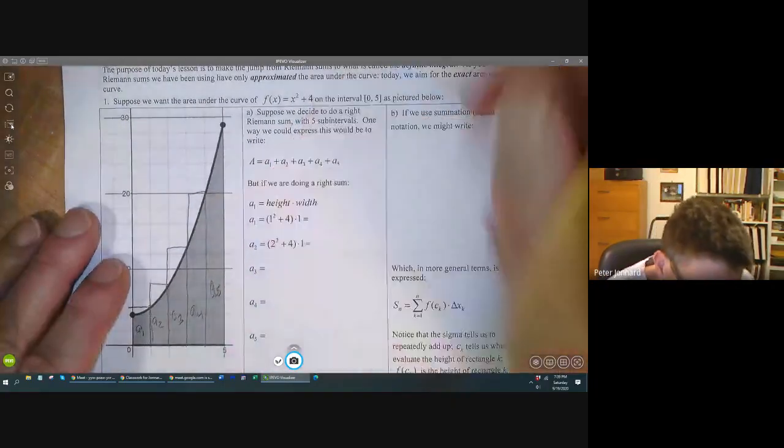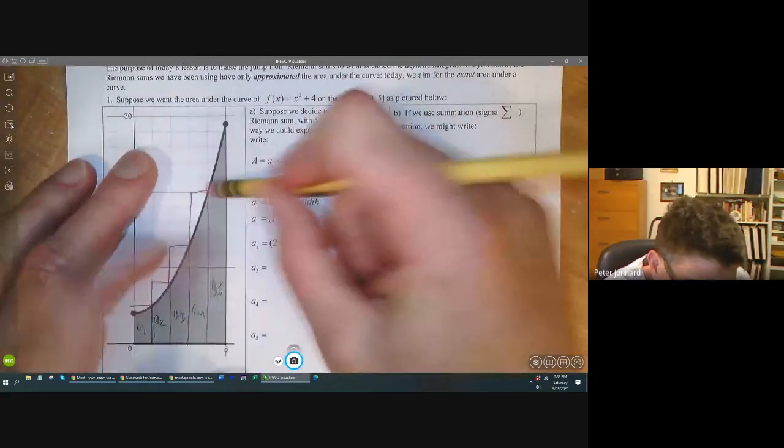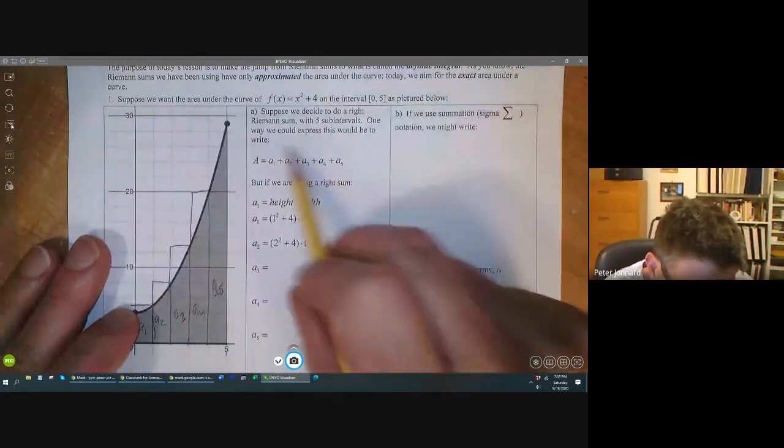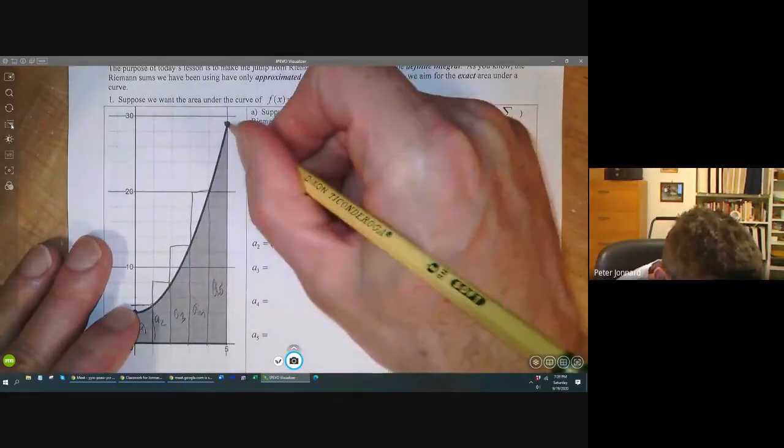Oops, I didn't do that right. Oh, I'm sorry. Wait a minute. We're doing the right Riemann sum. Okay, a right Riemann sum. So we're picking the right edge of the interval.